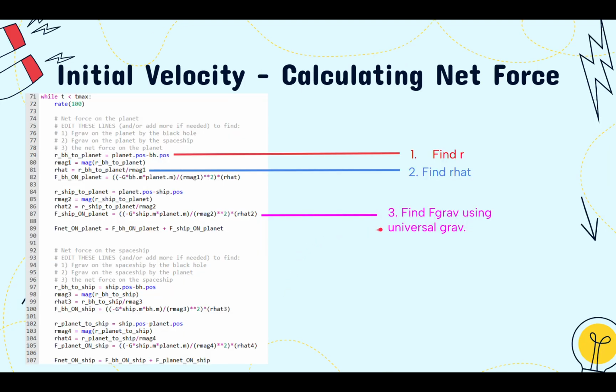So to calculate the net force, we need to first find the net force of the black hole on the planet, then the net force of the ship on the planet. And after you find both of these, sum them together to get the total net force on the planet. So first you need to find r, and then find r hat after, and then plug it into the universal gravitational formula right here, G times big M times little m over r squared times r hat.